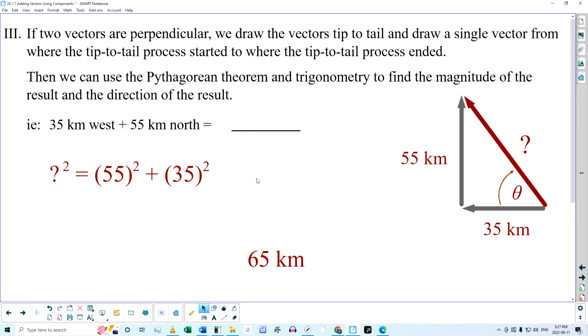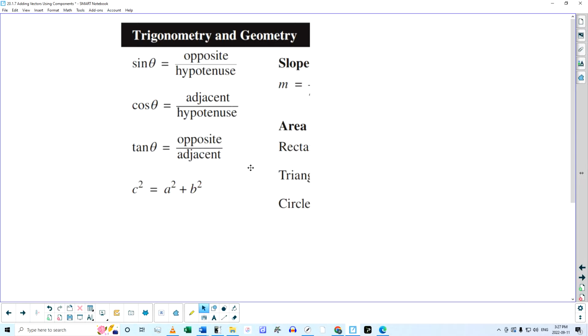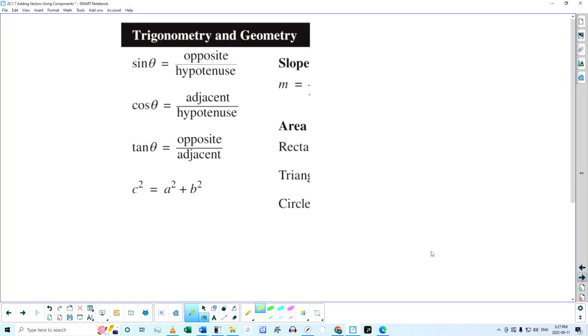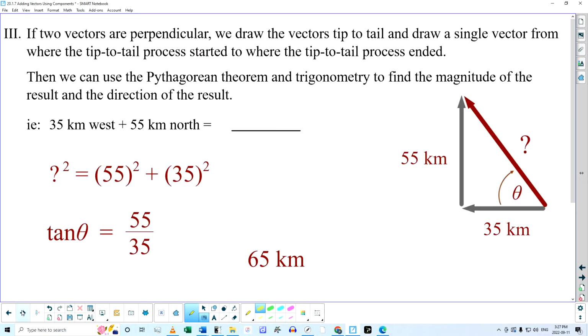The other thing we have to do is find that angle. When you go to your formula sheet, and I'm pointing this out to you because some of you might not have really good memories with regards to this stuff. On your physics formula sheet, there's actually a section called trigonometry and geometry, and you can see your 3 trigonometric ratios here. In this triangle, in regards to that angle here, 55 is the opposite, 35 is the adjacent. So what we're going to end up using is the tangent ratio. So we can write tangent of theta equals 55 over 35.